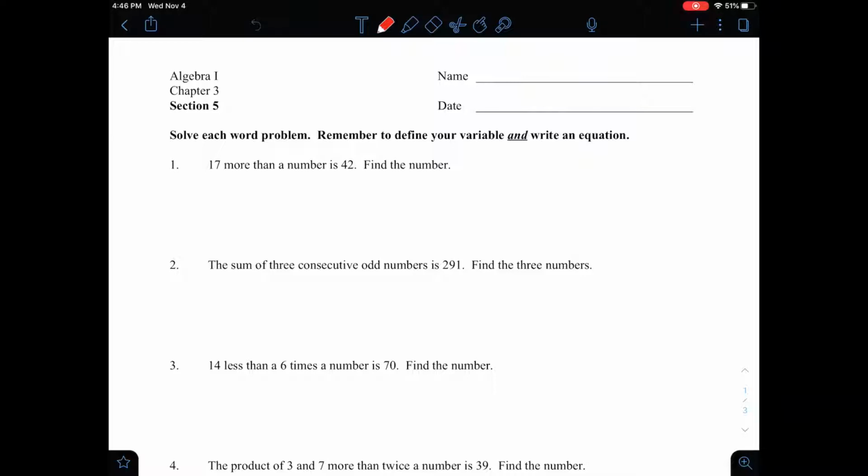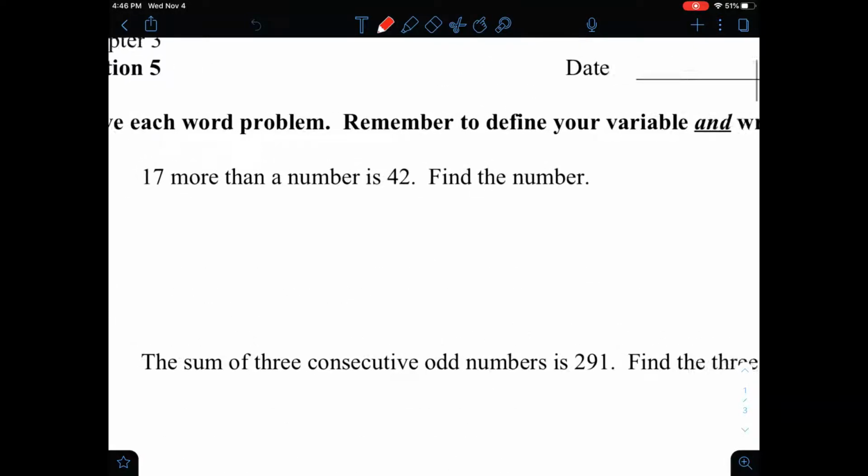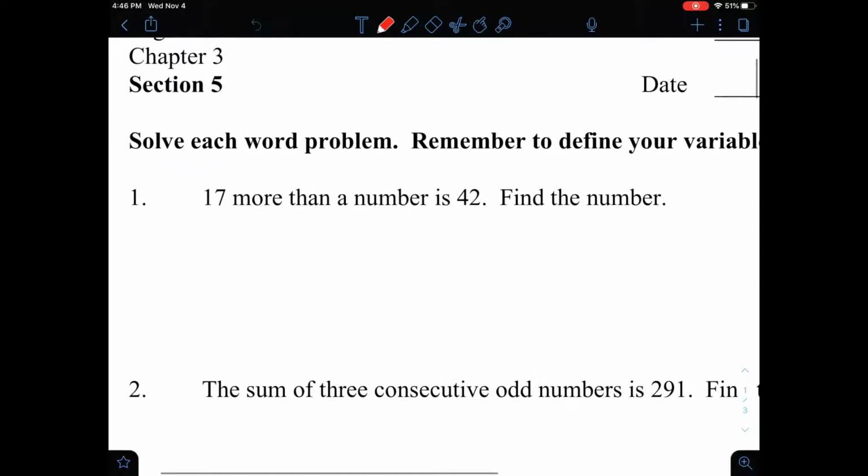All right, so solve each word problem. Remember to define your variable and write an equation. All right, so number one says 17 more than a number is 42. Find the number.